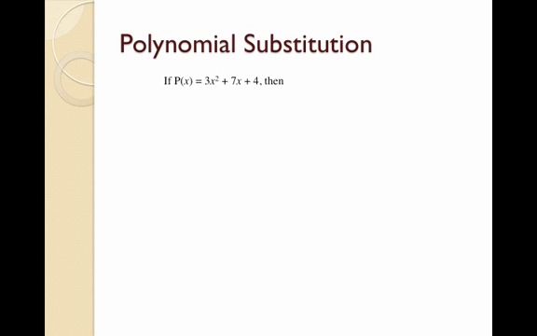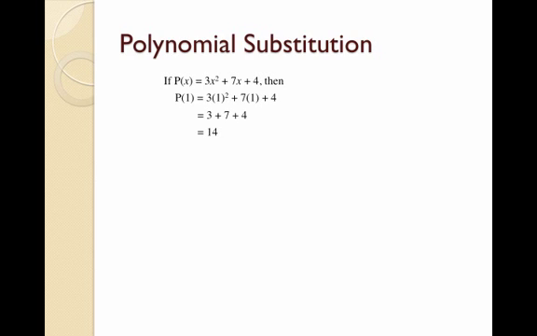Take for example this polynomial p of x, which equals 3x squared plus 7x plus 4. If we want to substitute x equals 1 into it, then p of 1 equals 3 times 1 squared plus 7 times 1 plus 4. I like to use brackets to show my substitution as it reduces confusion when solving long substitutions later on. By simplifying, we get 3 plus 7 plus 4, which is 14. So p of 1 equals 14.